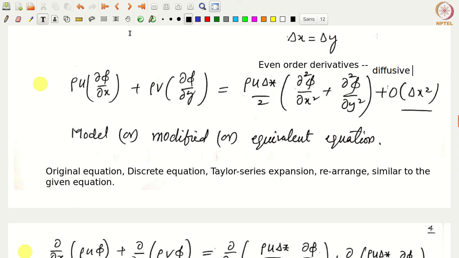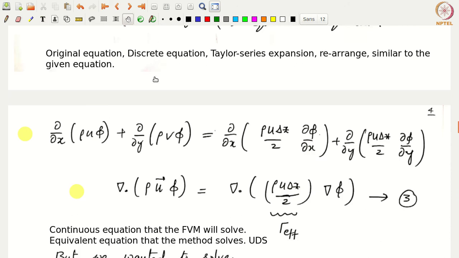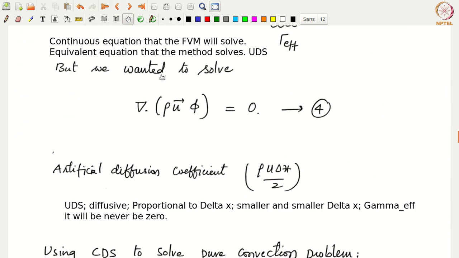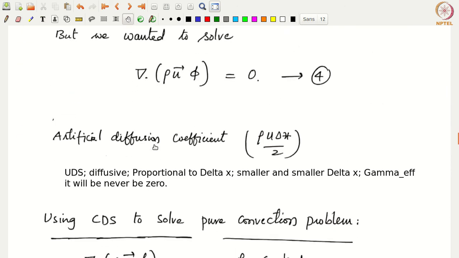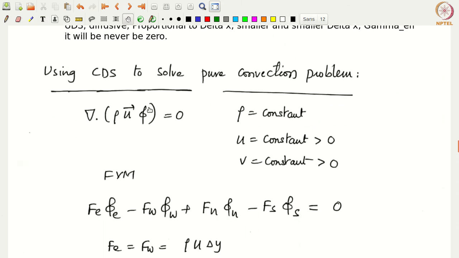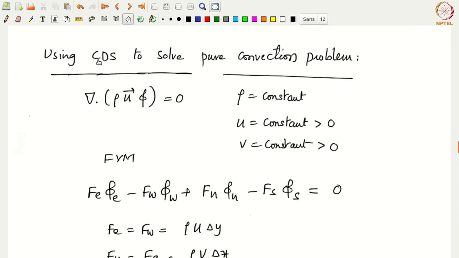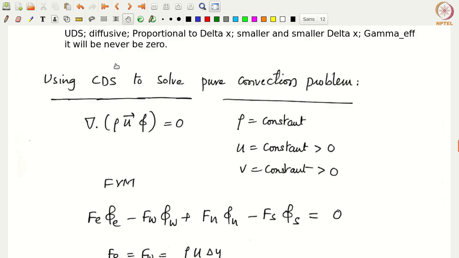Okay. All right. So then let us look at the other scheme that we have tried for solving the pure convection equation, that is the central difference scheme, right? We would use the CDS scheme to solve the pure convection problem. Okay, and essentially we also want to construct the modified equation for a pure convection problem using the central difference scheme, right? So that's what we want to do.